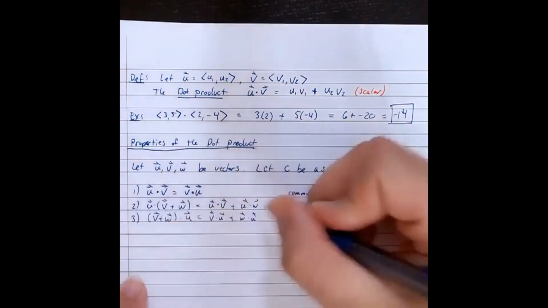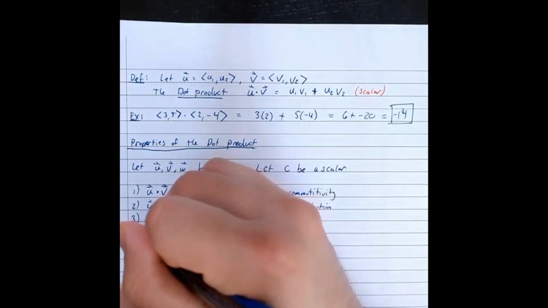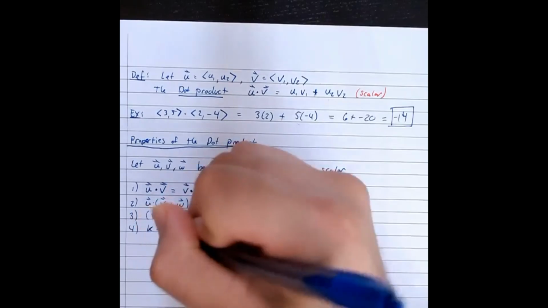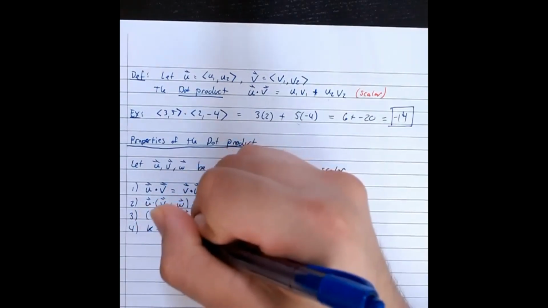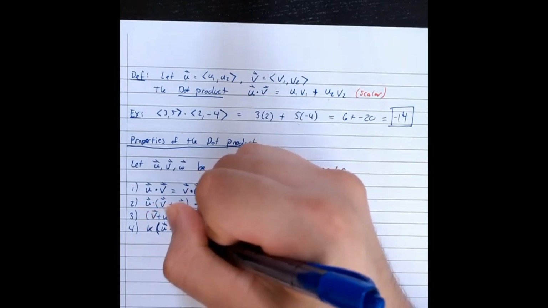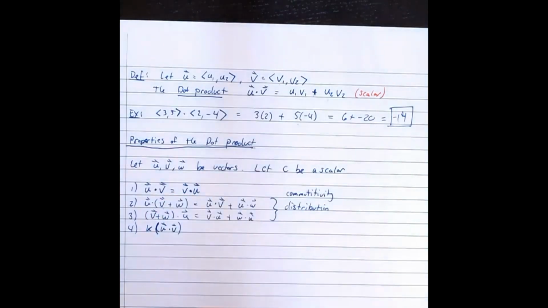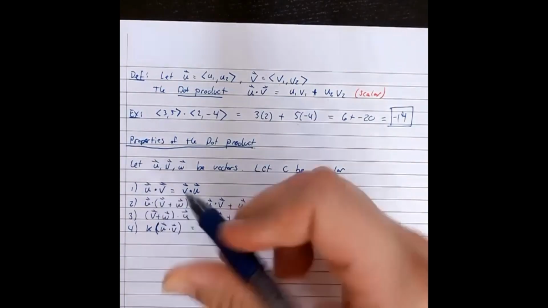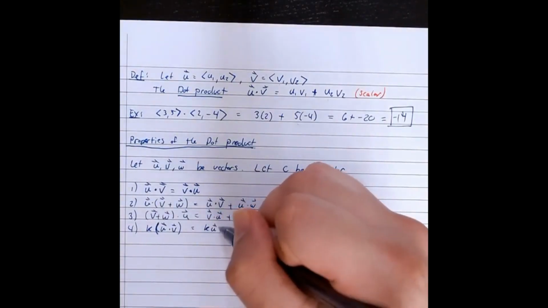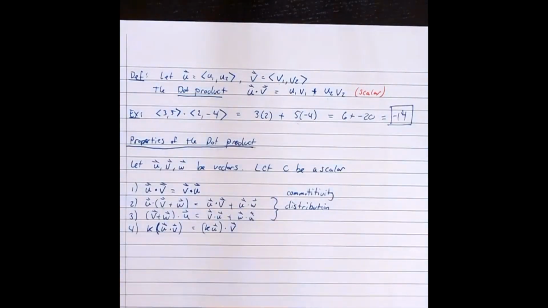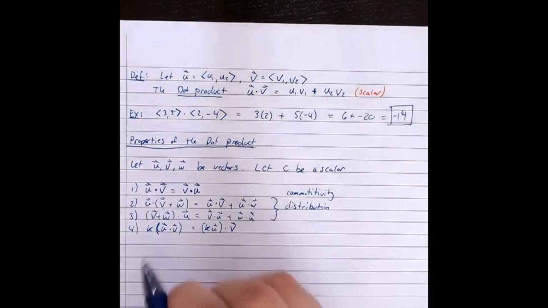Associativity is still a thing, meaning you can group things however you like. So you can take a scalar times a vector, dot another vector, like this. And that's the same as if you said, let me go ahead and scale that vector first, and then multiply that times the vector v. And that's associativity. You can group however you like.